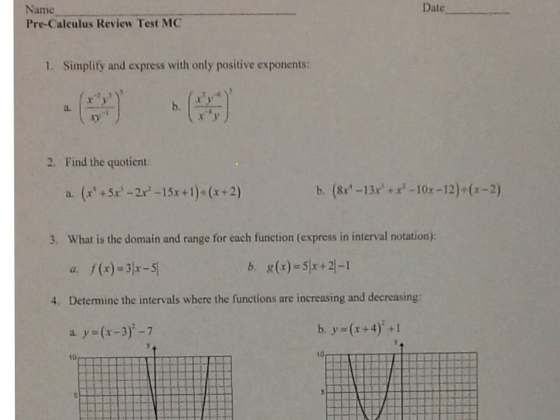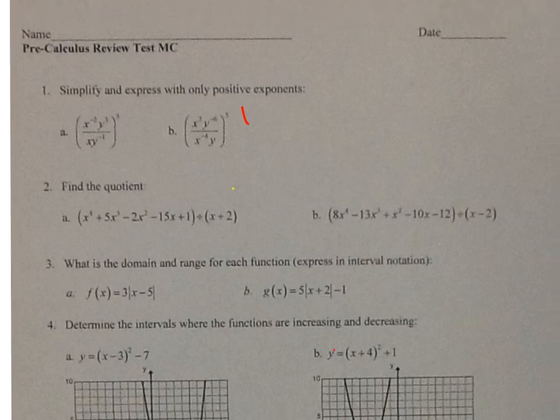Multiply the powers together. So we have x to the negative 2 to the 5th is x to the negative 10th. Y to the 3rd to the 5th is y to the 15th. In the denominator, that's just x, it'll be x to the 5th. And y to the negative 1 to the 5 will be y to the negative 5. Okay, so we're going to have x to the negative 10, y to the 15th over x to the 5th, y to the negative 5.